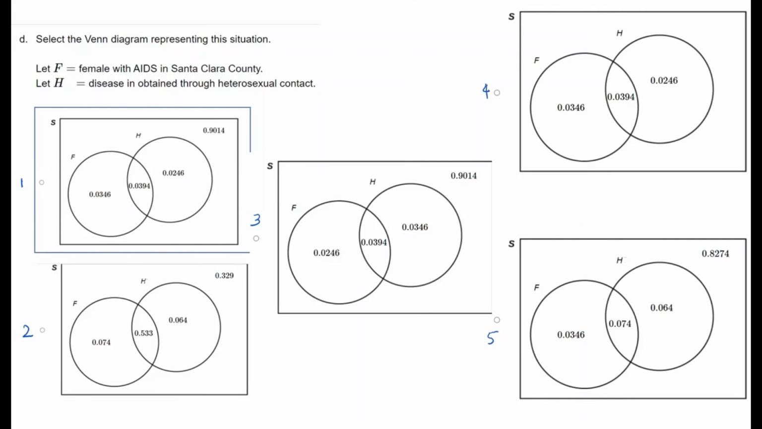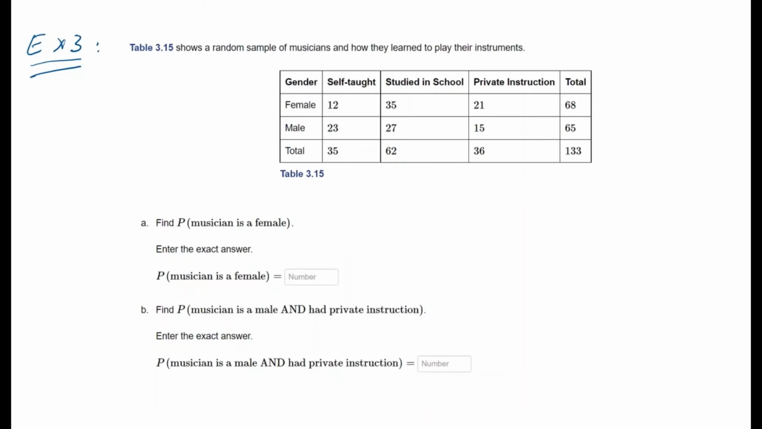And we can see that the information we have obtained is expressed in the second option, where the probability of F is 0.074, the probability of H is 0.064, and the probability of their intersection is 0.533.